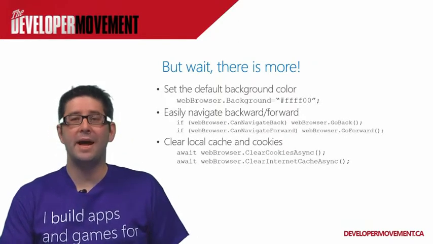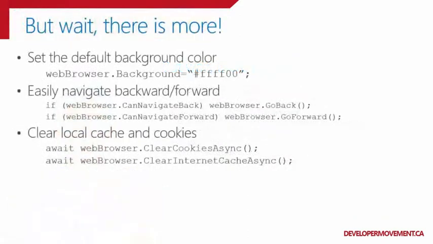And as you can imagine, you can use local cache and cookies and clear them if you want to as well within your native wrapper. As you can see right here, you have an asynchronous method for ClearCookiesAsync and then ClearInternetCacheAsync. So if that's something that you want to do, you can do that from your native wrapper as well.